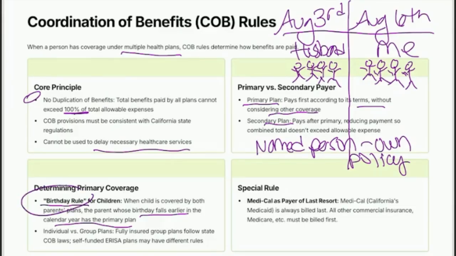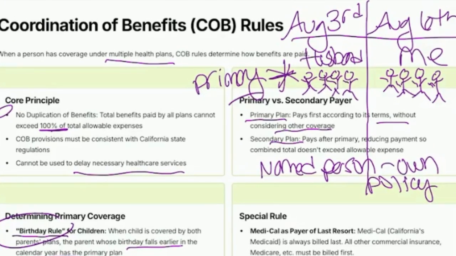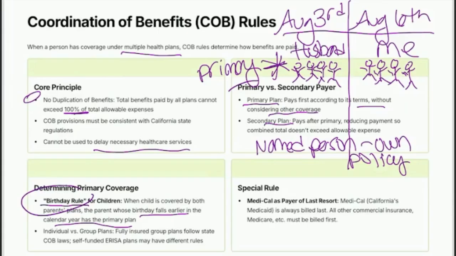Individual versus group plans. Fully insured group plans follow state COB laws. Self-funded ERISA plans may have different ones, but for testing purposes, you're going to be asked this question, so you must know the birthday rule and the scenario. Generally, they're going to give you something further apart than August 3rd and August 6th. Then our son's birthday is August 1st. It makes for a very crazy first week of August.